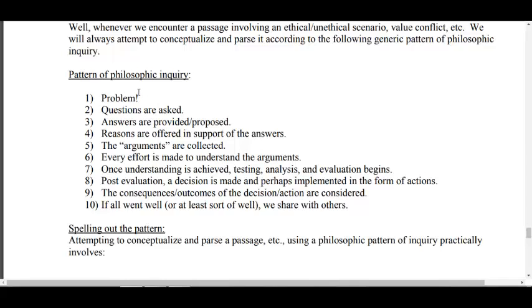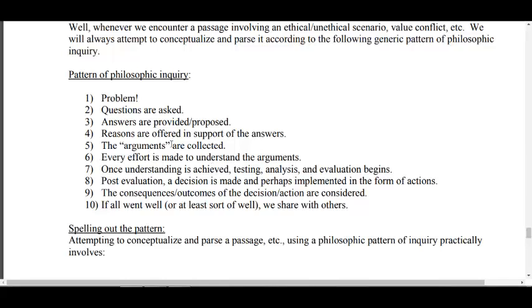We know there are problems. So the pattern of philosophical inquiry always starts with problems. We try to think through the problems and identify them. Then we ask questions. Then answers are provided or proposed for those questions. Then reasons are offered in support of the answers. The arguments just happen to be answers paired with reasons. The end result of steps 3 and 4 generates what academics, professionals and philosophy people tend to refer to as arguments. We collect them all together.